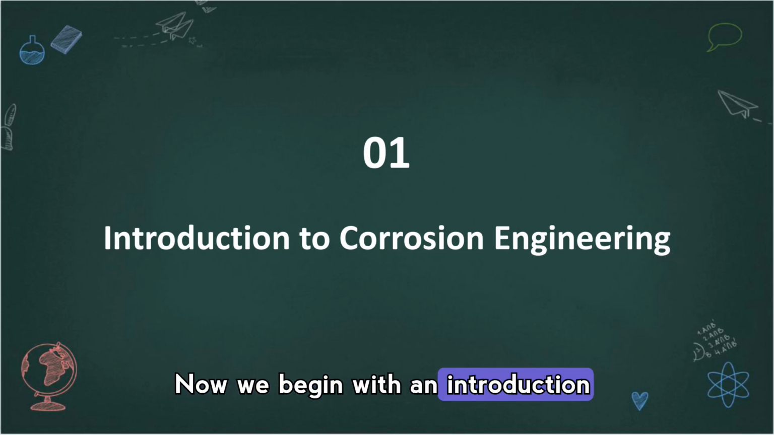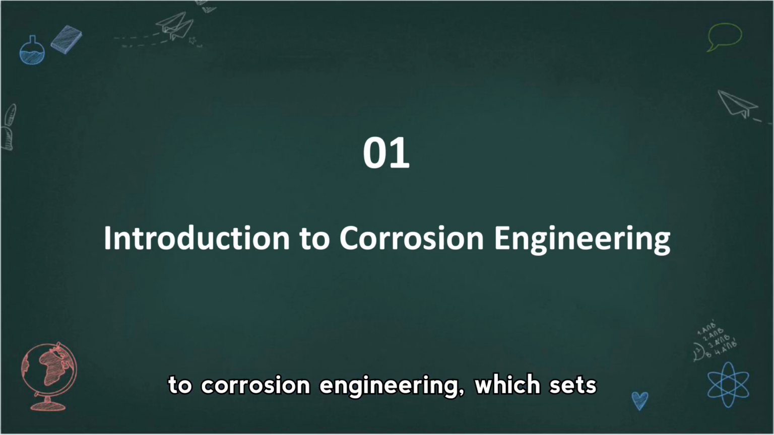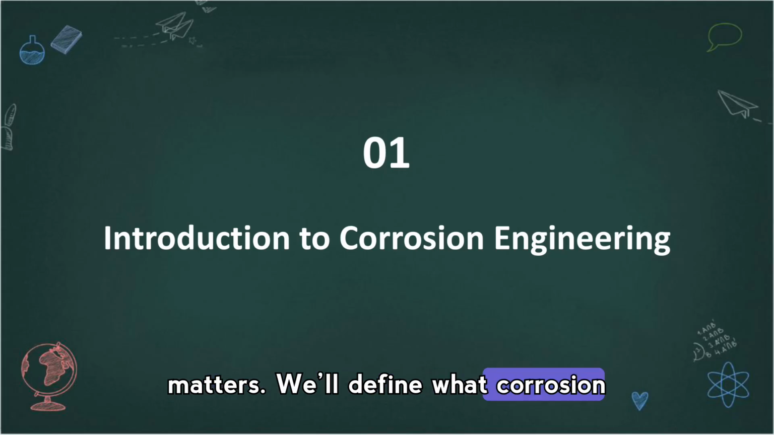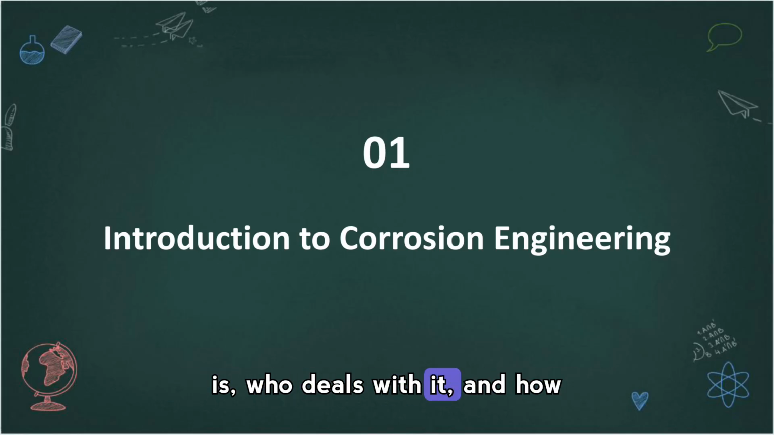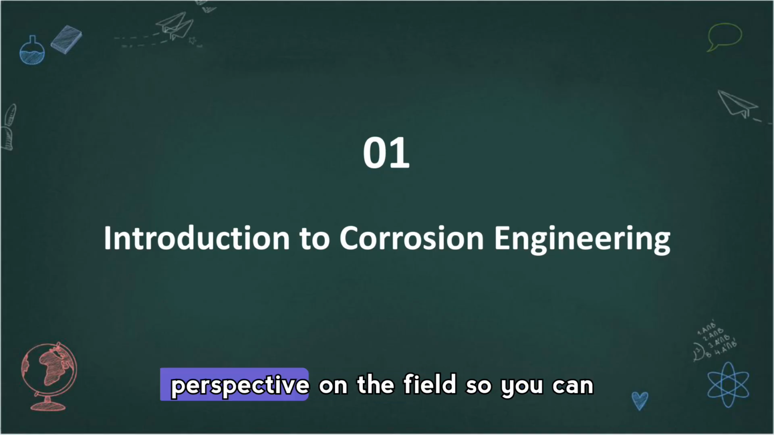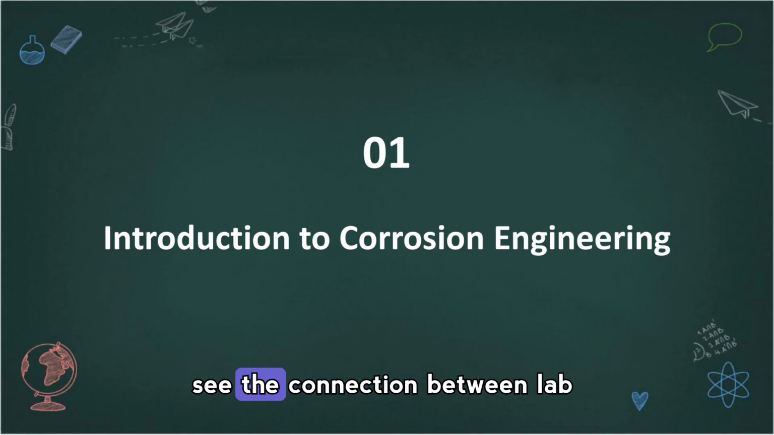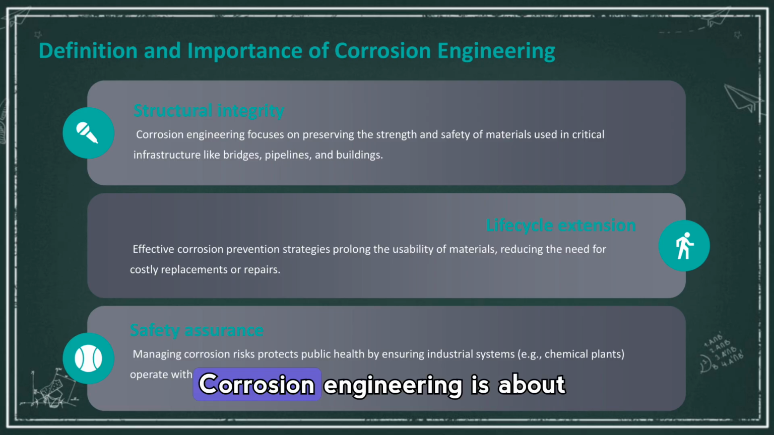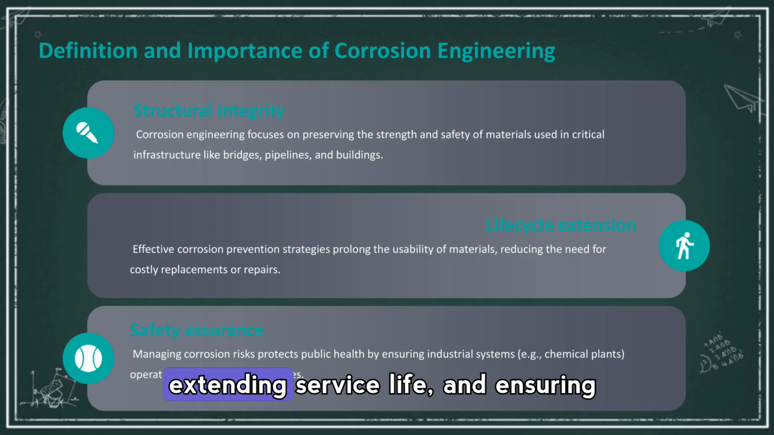Now we begin with an introduction to corrosion engineering, which sets the scene for why this discipline matters. We'll define what corrosion is, who deals with it, and how engineers approach preserving material performance and safety. This section gives a broad perspective on the field, so you can see the connection between lab principles and on-the-ground asset protection. Corrosion engineering is about preserving structural integrity, extending service life, and ensuring safety.